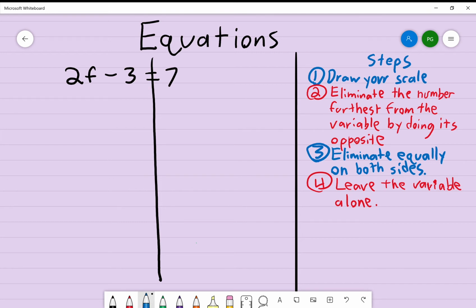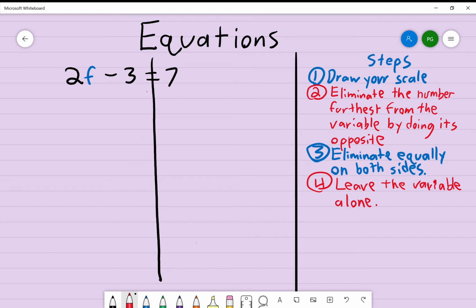First of all, let's decide what the variable is. Okay, so my variable is going to be f. Great. Now, which number is furthest away from the f? Is it the 2 or the 3? Well, it's the 3. So the 3 is furthest away from the variable.